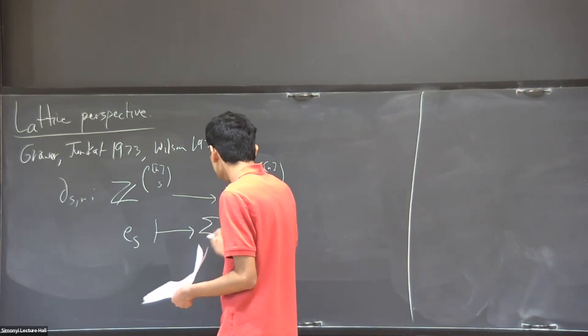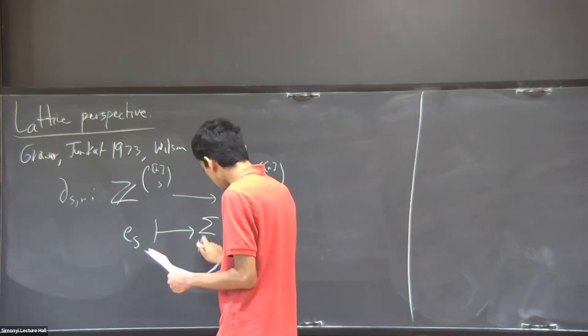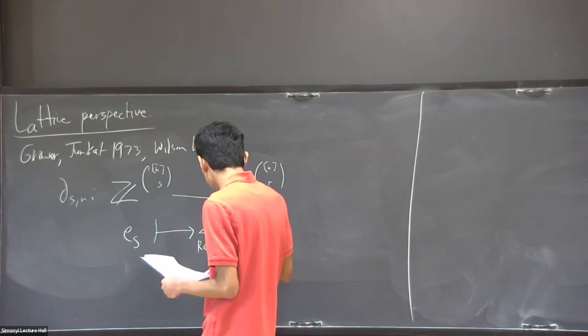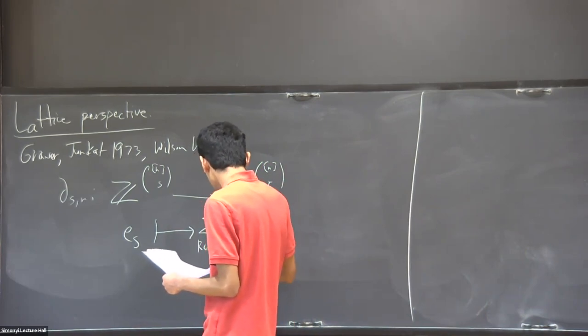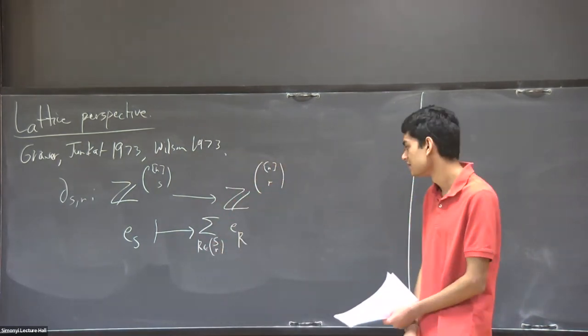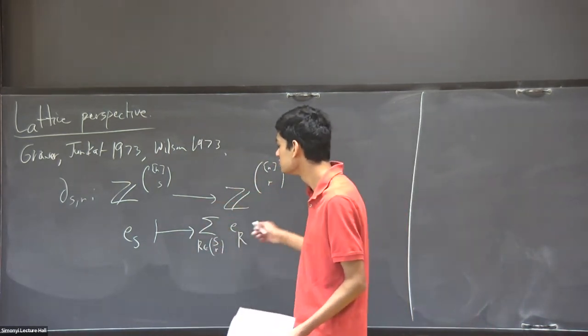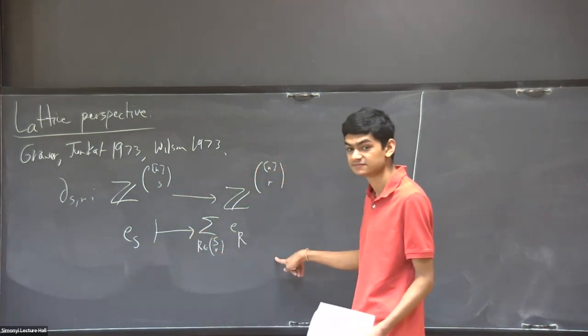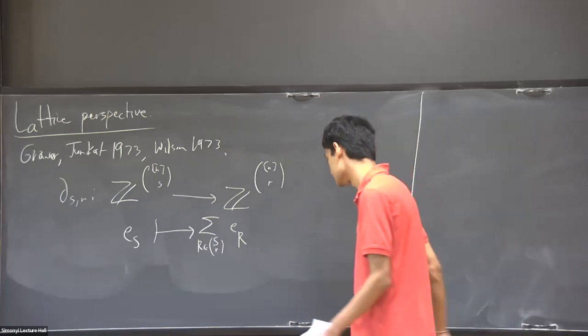I'm going to map S to the sum over all R in S, choose capital S, choose R, of E sub R. So for example, in the case 3-2, for the classical design, this would send a triangle to the sum of its edges, sort of a boundary map. Make sense?